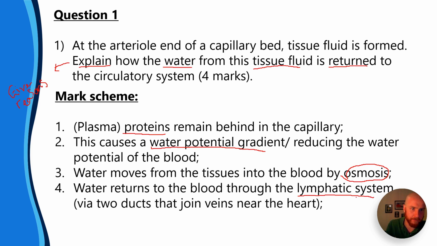And I've just included this bit of extra knowledge in brackets here that isn't necessary to get the marks. But basically, you have your lymph vessels near the capillary bed. Fluid goes into the lymph vessels. It goes through the lymphatic system, which are like vessels that go all through the body. And the water returns to the circulatory system via 2 ducts that join veins near the heart. And I think that's really cool to know because a lot of students struggle to know what the lymphatic system actually does. Well, now you know.